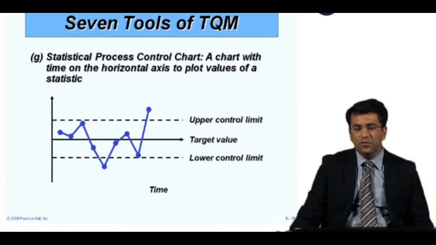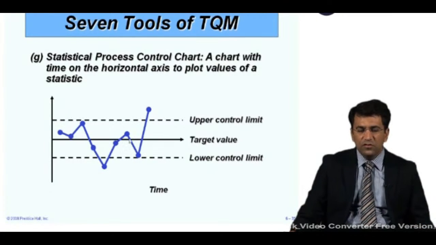Next is statistical process control. It is a chart with time on the horizontal axis to plot the values of our statistics. Now again, as its name shows, that is the controlling chart. Again, controlling is what? We'll have to find out the difference between the actual value and the desired value, and then we'll have to take the corrective action.